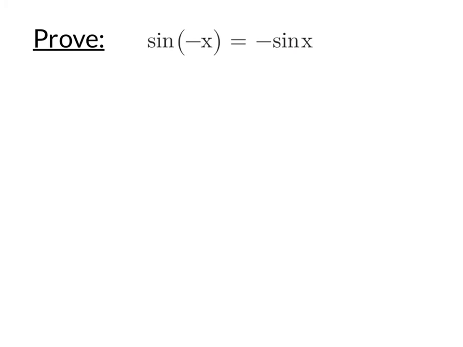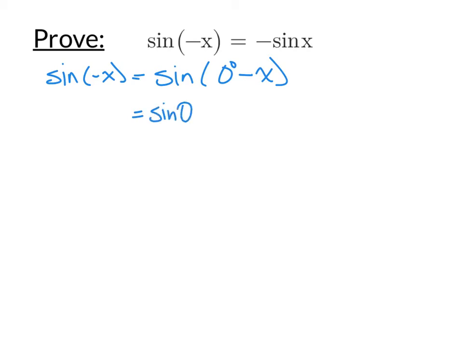But I want to prove that sine of negative x is equal to negative sine of x. To do that, we're going to start with the left side, sine of negative x, and realize that negative x is just 0 degrees minus x. Then we can use that difference identity for sine, sine cosine, so sine of 0 cosine of x minus cosine sine, so cosine of 0 sine of x.